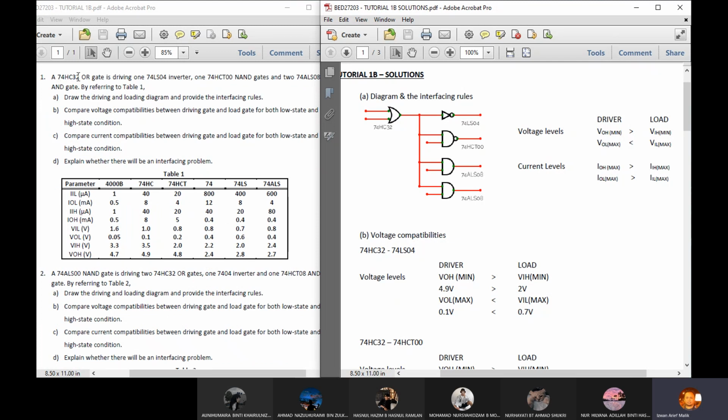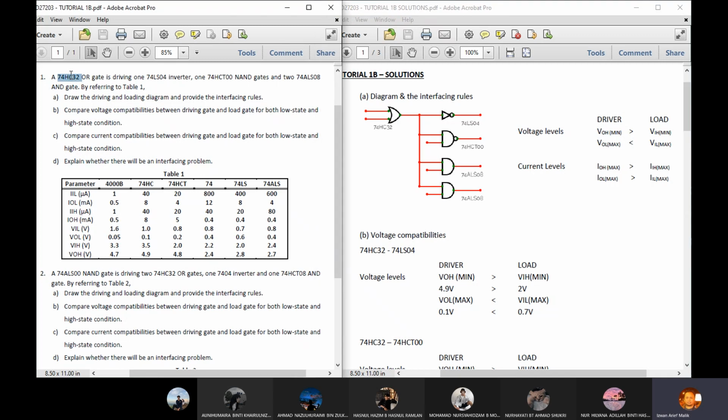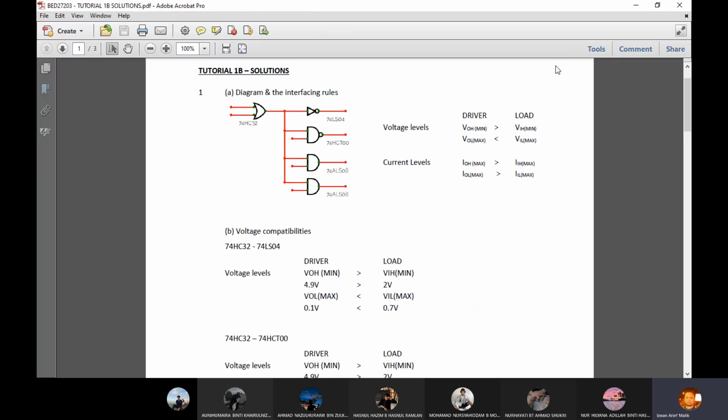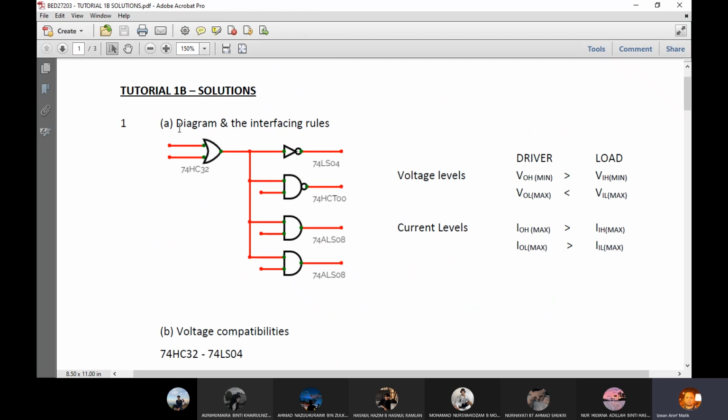A 74HC OR gate is driving one 74LS inverter, one 74HCT NAND gate, and two 74ALS AND gates. So this is the driving gate, and these 4 gates will be its load gates. Question 1A states: draw the driving and loading diagram and provide the interfacing rules. So this is the solution, and this is how you draw the diagram.